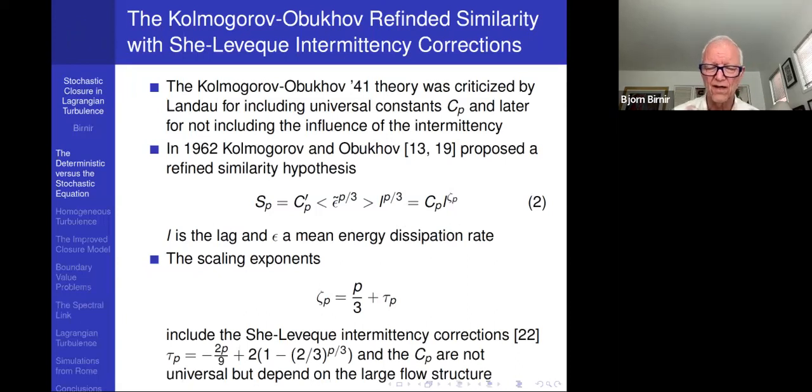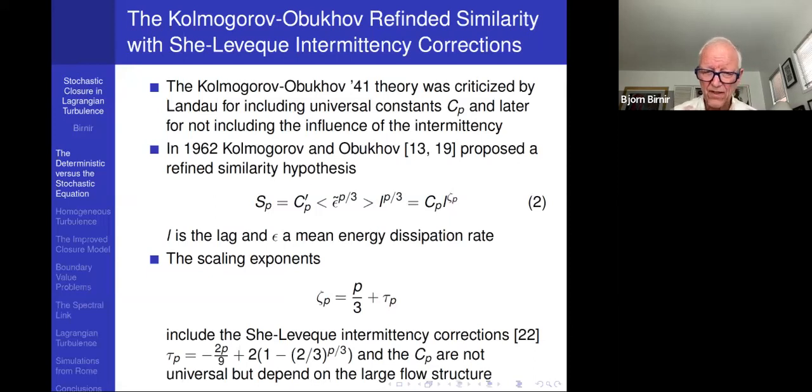Now, Kolmogorov proposed that these intermittency corrections ought to be log-normal. He used some studies that he had done of milling in a mining process. That turned out to be not correct or inconsistent with observations.